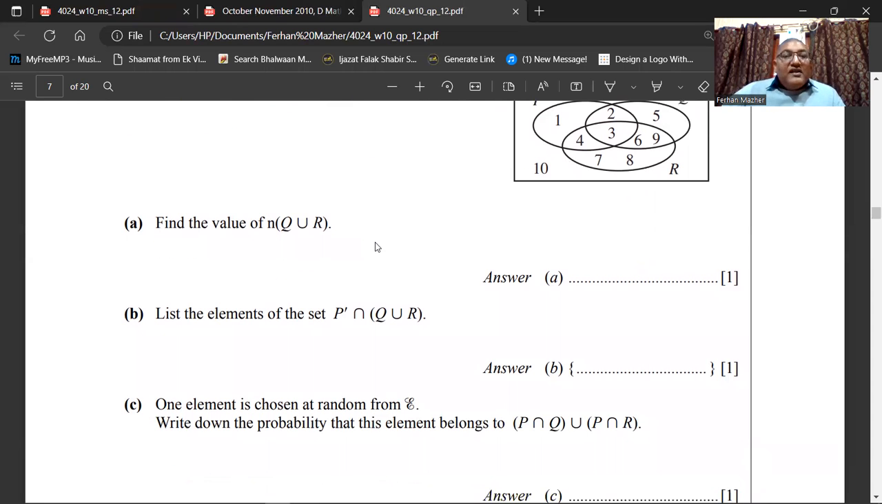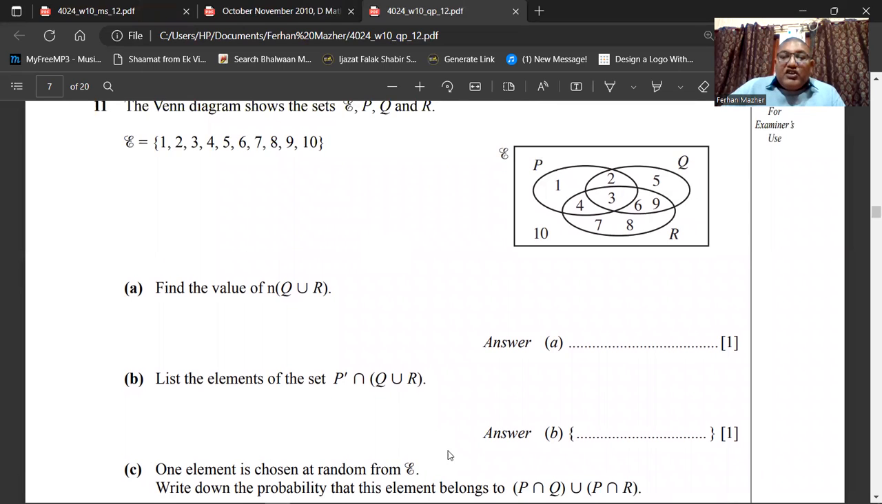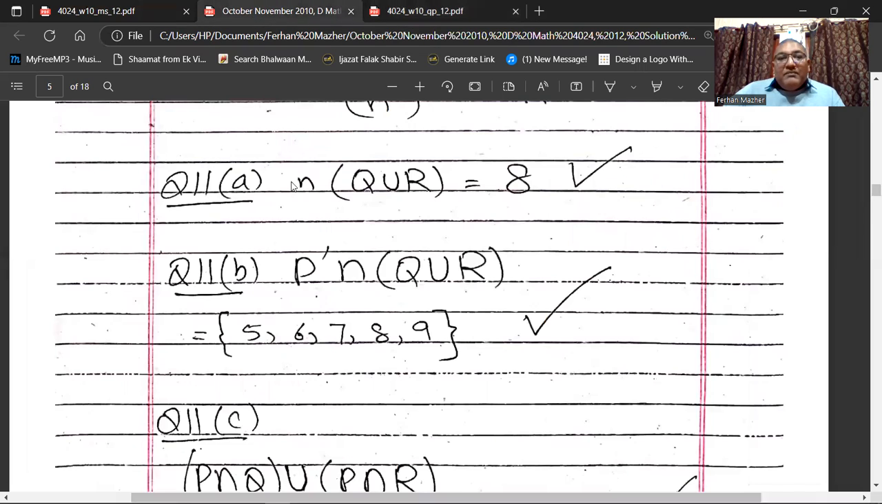Okay, C part. It says one element is chosen at random from the universal set. Write down the probability that this element belongs to P intersection Q union P intersection R. P intersection Q means the common portion in P and Q, which is 2 and 3. And P intersection R is 3 and 4. When you take their union, it will be 2, 3, 4.